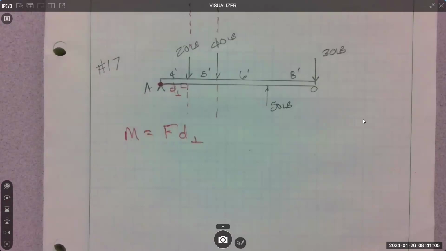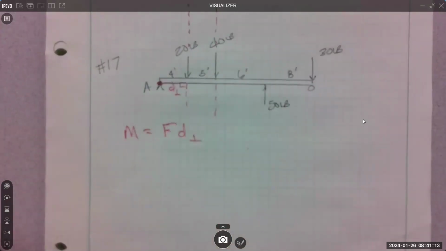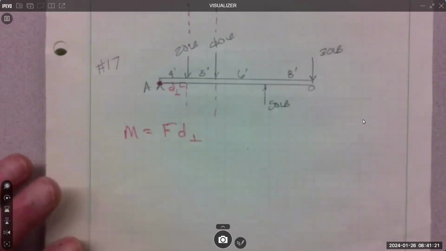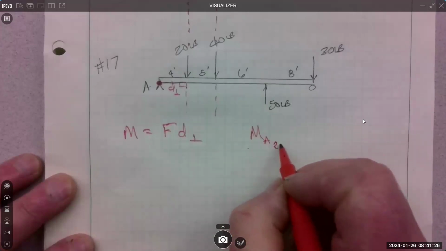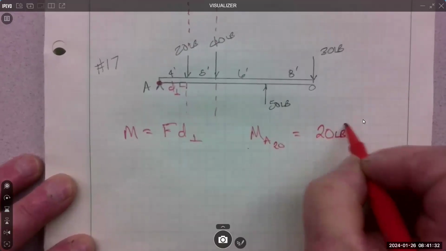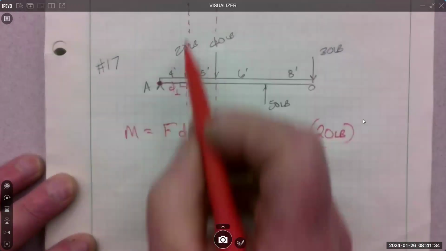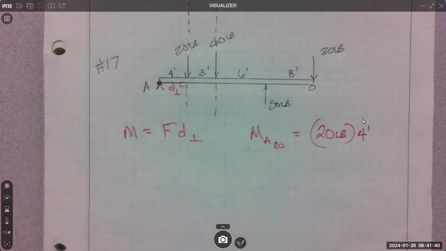Okay, super easy to do when you have a parallel system because the distances are just given to you: 4, 5, 6, 8, you just add them up. It's easy. Much harder to do when we have forces at an angle. So the moment at point A of the 20-pound force would be equal to 20 pounds times the distance from the line of action to the point, 4 feet. Yeah, agreed? All right, simple, easy peasy.